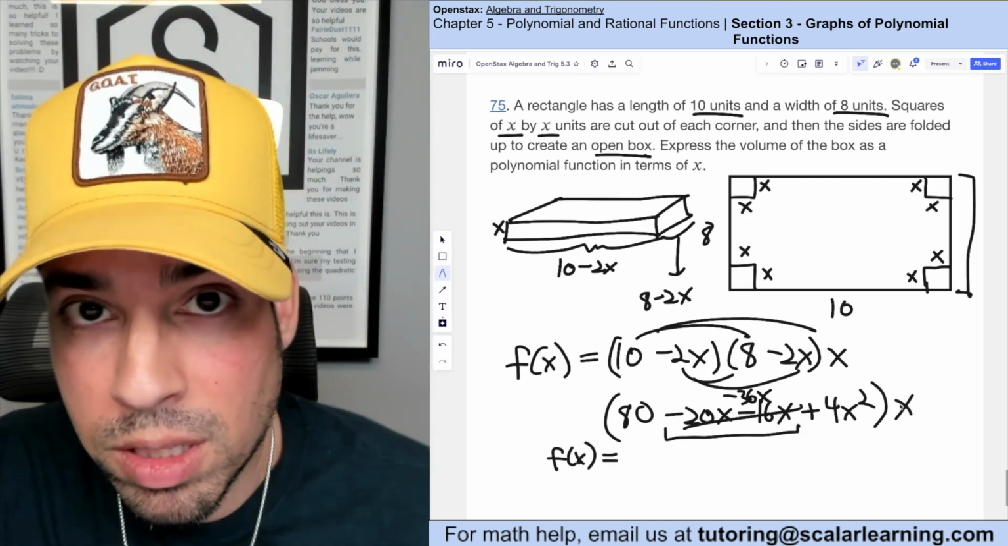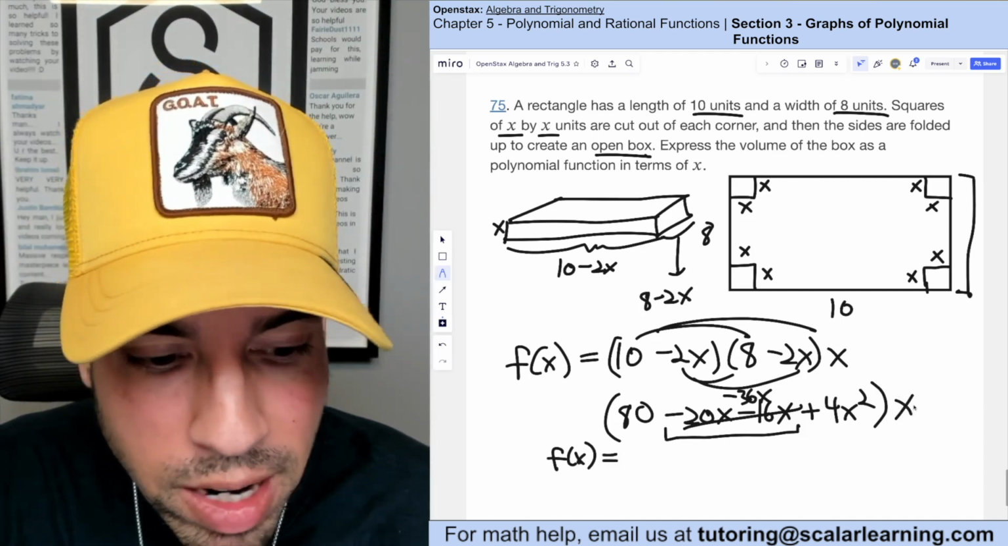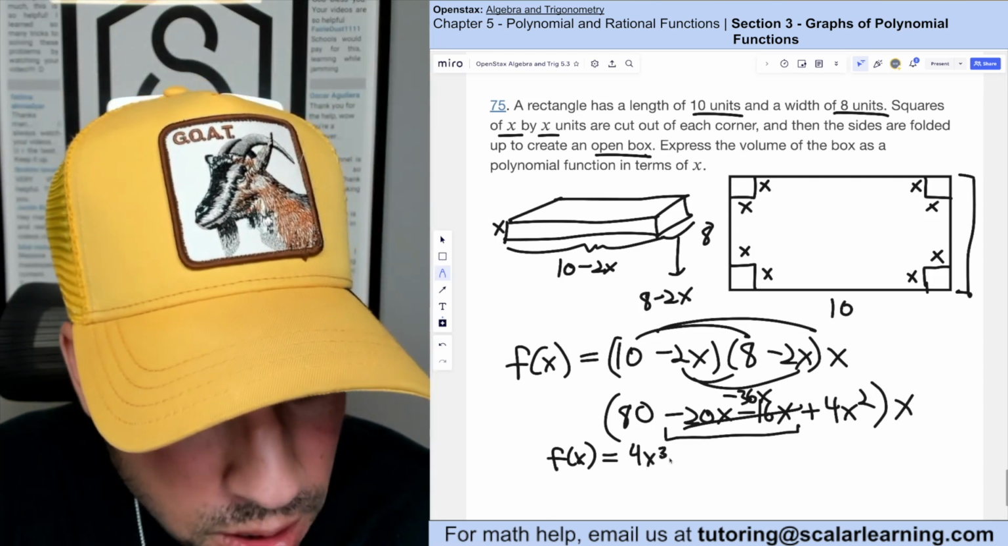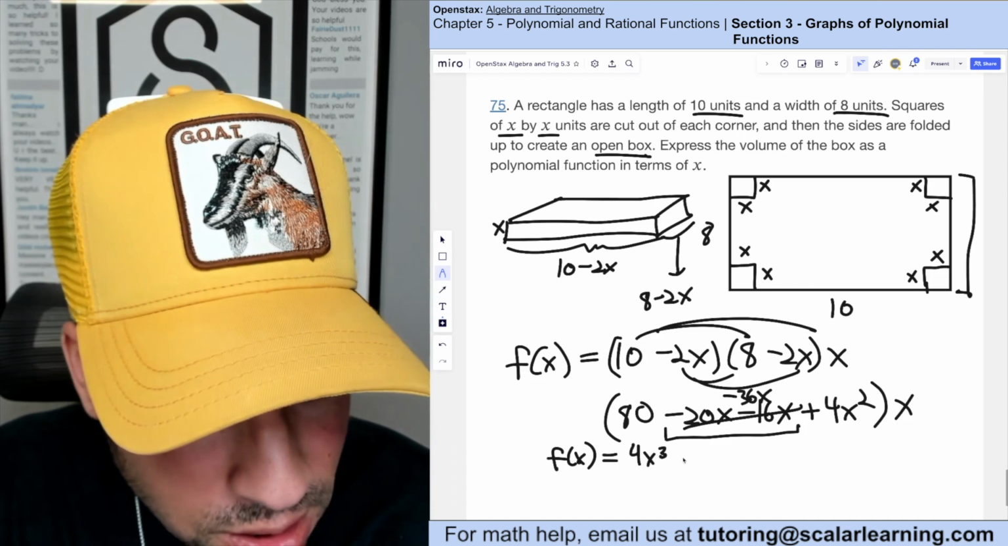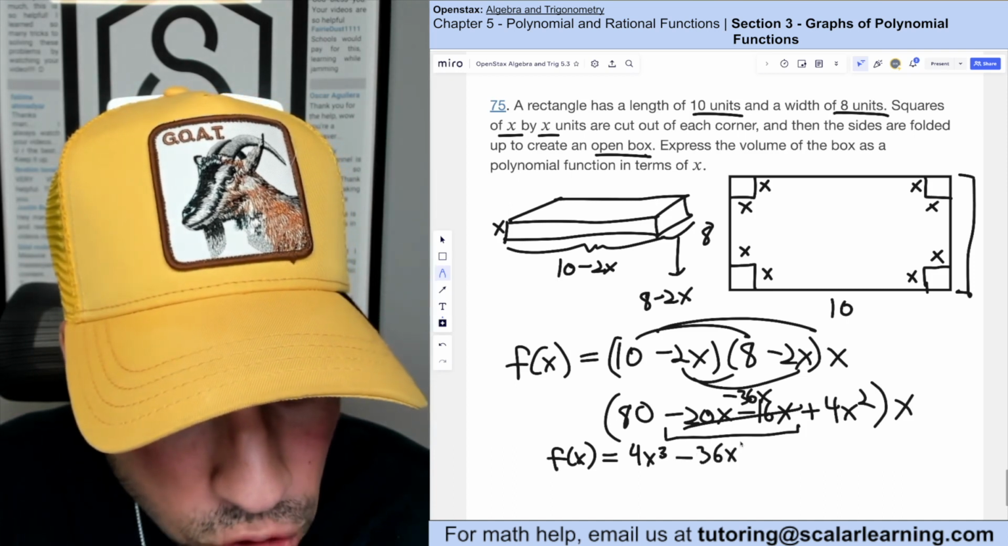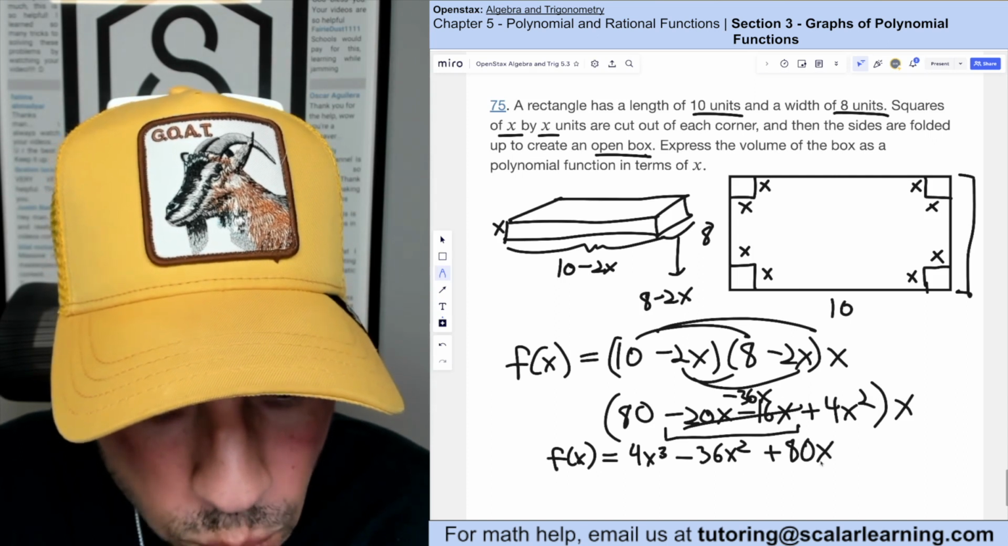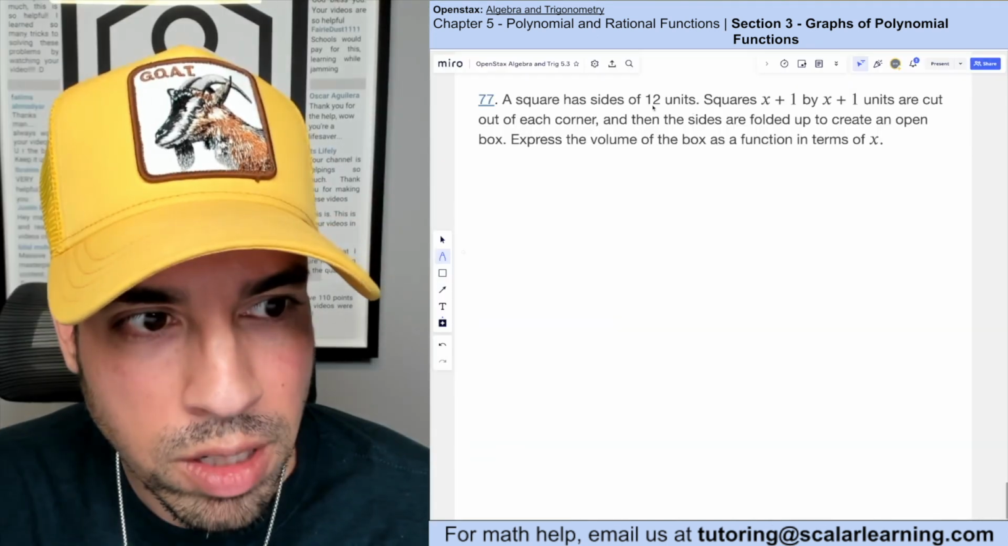And by the way, I'm going to put this in the right order in terms of highest degree to lowest degree. So x times 4x squared is 4x cubed. Then I got x times negative 36x, which is negative 36x squared. And then x times 80 is 80x for the win. Boom, done.